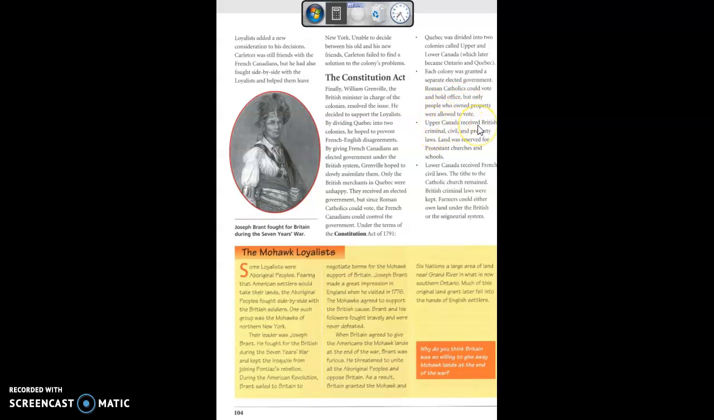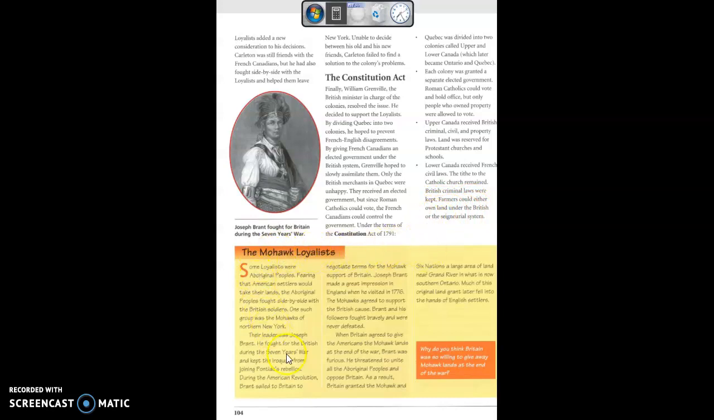Upper Canada, that's the British part, received British criminal, civil, and property law. Land was reserved for Protestant churches and schools. Lower Canada received French civil laws. The tithe to the Catholic Church remained. British criminal laws were kept. Farmers could either own land under the British or the seigneurial system.